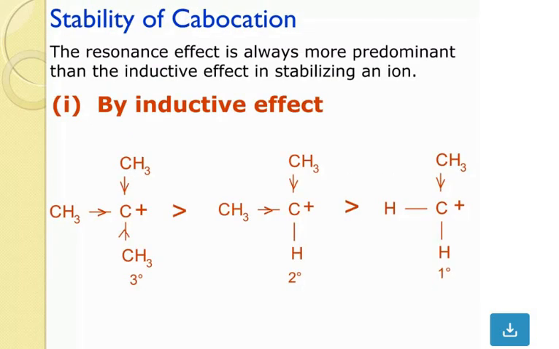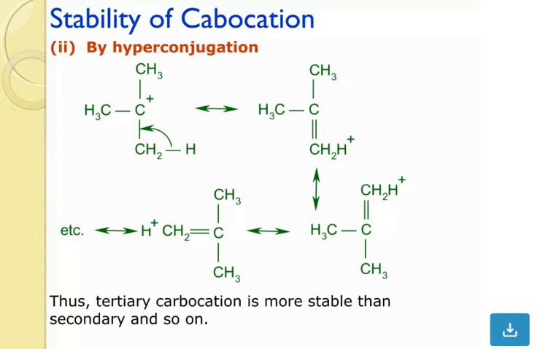Stability of carbocation: the resonance effect is always more predominant than the inductive effect in stabilizing an ion. By inductive effect, and by hyperconjugation, you can see the number of hydrogens. The tertiary carbocation is more stable than secondary and so on.